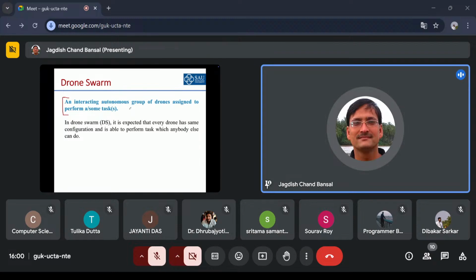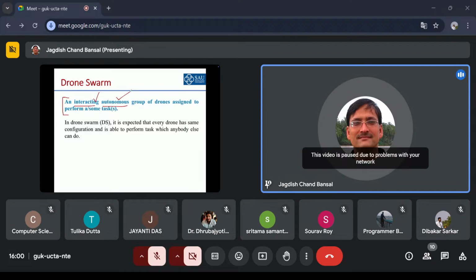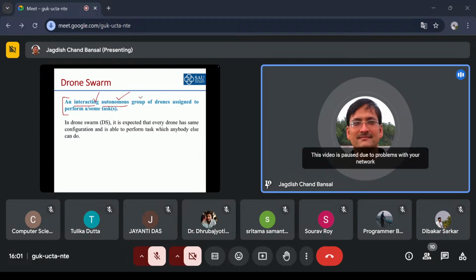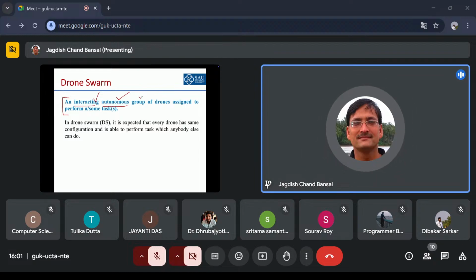The second requirement is that it should be interacting. First is autonomous, second is interacting. All the drones must be connected with each other. They should not be working in an individual way. They are working as a whole, so they must be interacting with each other. The system should be autonomous. The decisions by the drone swarm should be taken on board, and it must be a group. Two or three drones is not a drone swarm. It should be around 10 minimum.